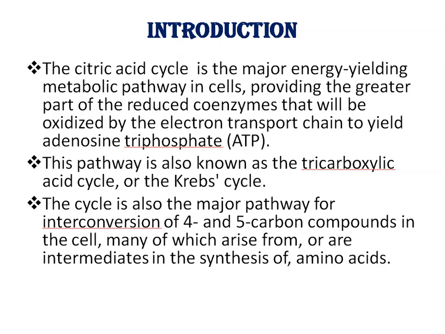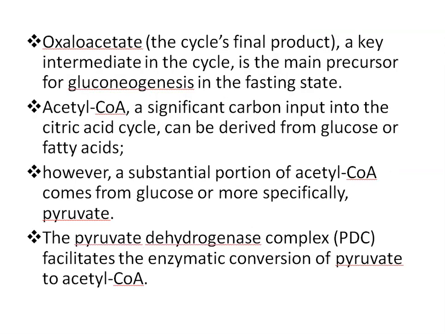Citric acid cycle is also the major pathway for interconversion of 4 and 5 carbon compounds in the cell, many of which arise from or are intermediate in the synthesis of amino acids. Oxaloacetate, which is the cycle's final product, is a key intermediate in the cycle and is also the main precursor of gluconeogenesis in the fasting state.